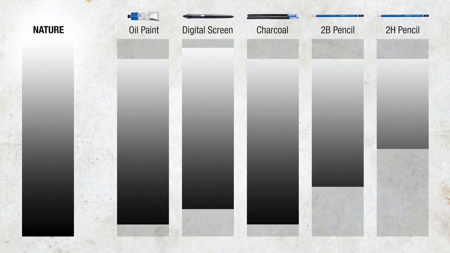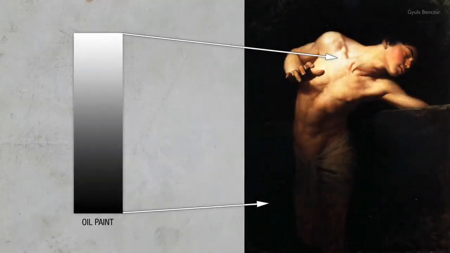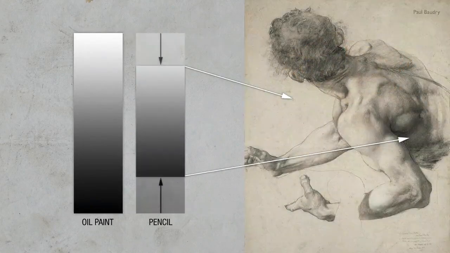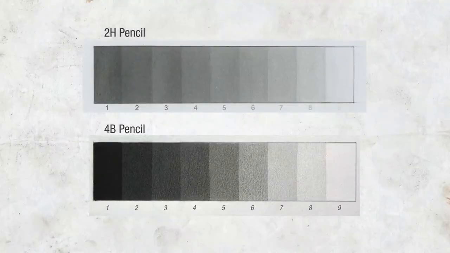Let's look at examples of this. Here's an oil painting by Gyula Benksur. The value range is bigger than the value range in this pencil drawing by Paul Baudry. And here you can see the limited range of a 2H pencil compared to a 4B pencil.